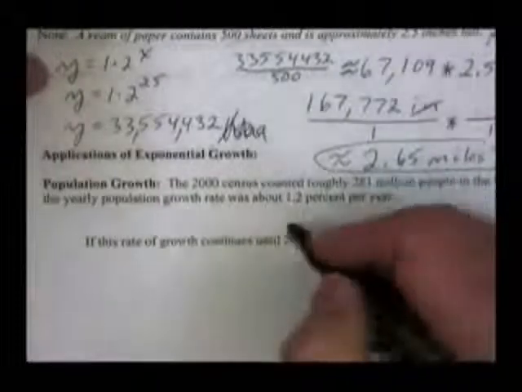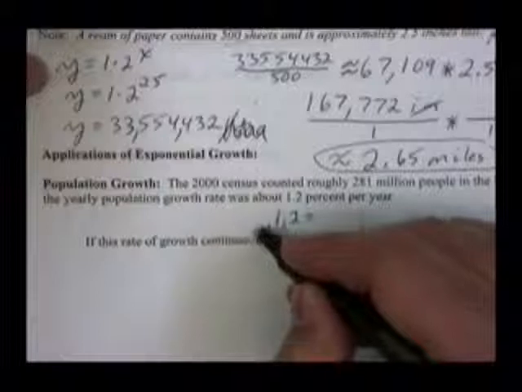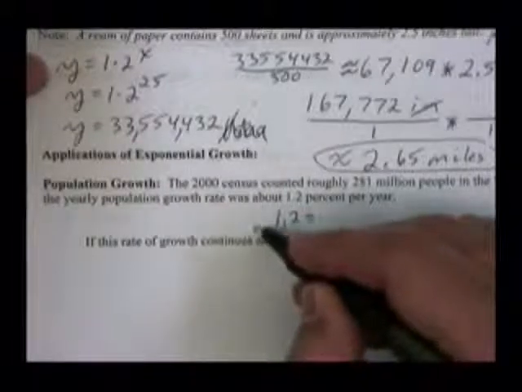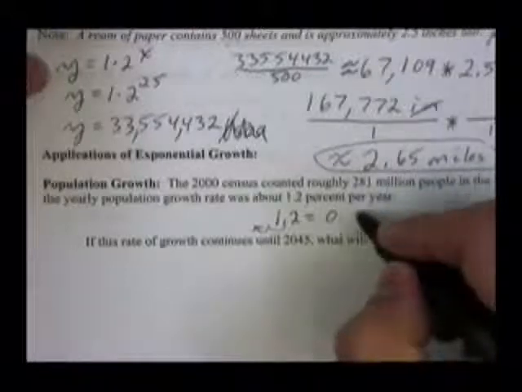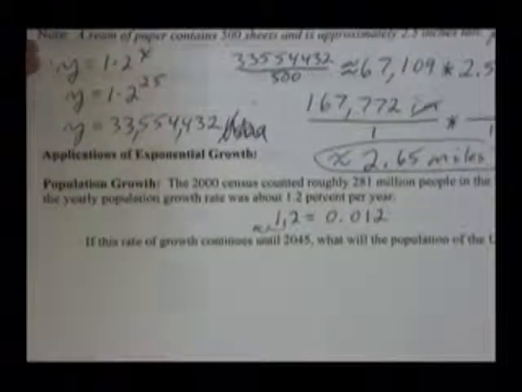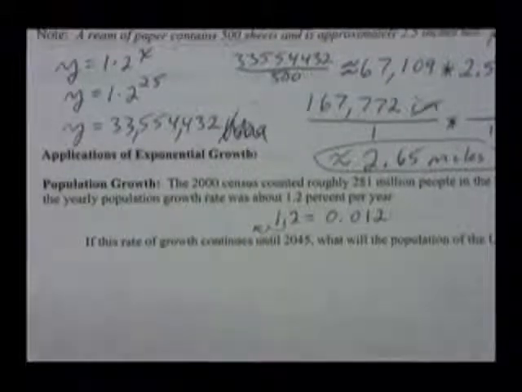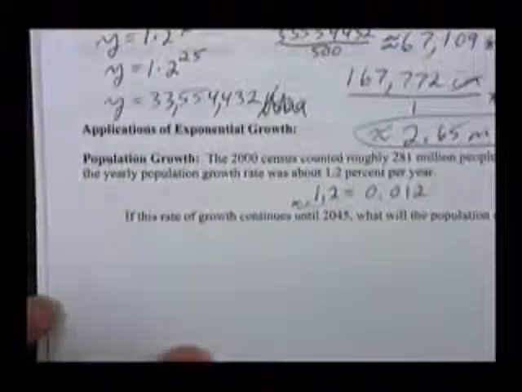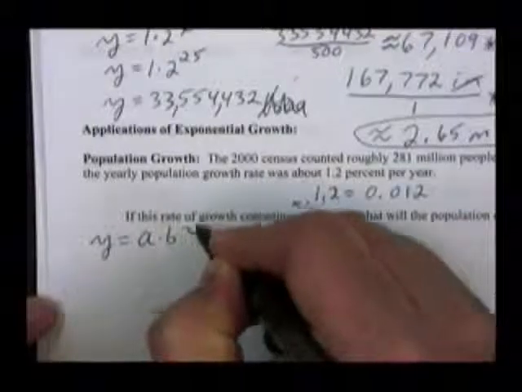So 1.2%, we need to change that into a decimal. So remember, we do that by moving the decimal point 2 places to the left. We'll do a little bit more with percents in the next section, in the next chapter. So we get 0.012 is our decimal equivalent of 1.2%. So let's see if we can come up with an equation for this. We have y equals a times b to the x.